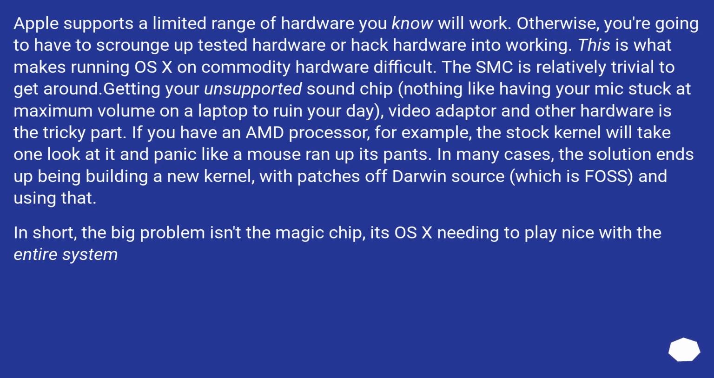If you have an AMD processor, for example, the stock kernel will take one look at it and panic like a mouse ran up its pants. In many cases, the solution ends up being building a new kernel with patches of Darwin source, which is FOSS, and using that. In short, the big problem isn't the magic chip, it's OS X needing to play nice with the entire system.